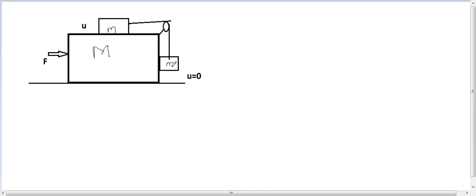Okay, guys. So there are so many things which we should think about. The first is that this string, the length of the string, is not going to change. Okay, not going to change. That is the first thing.